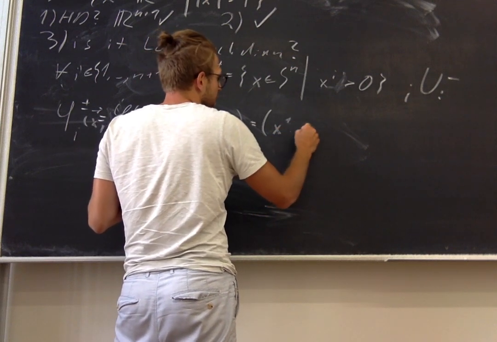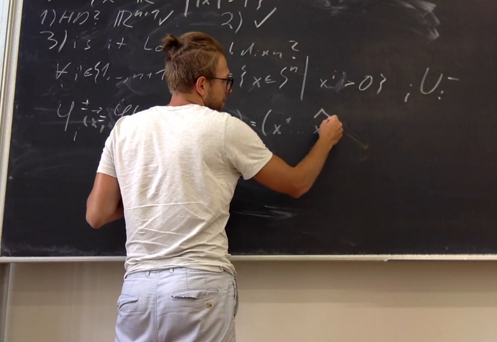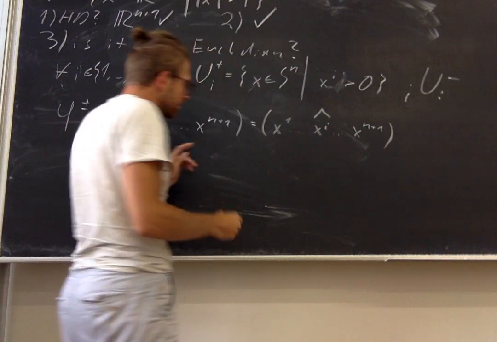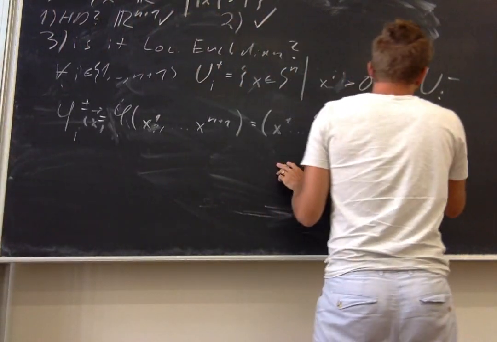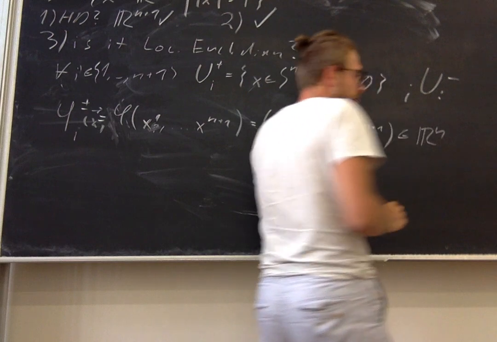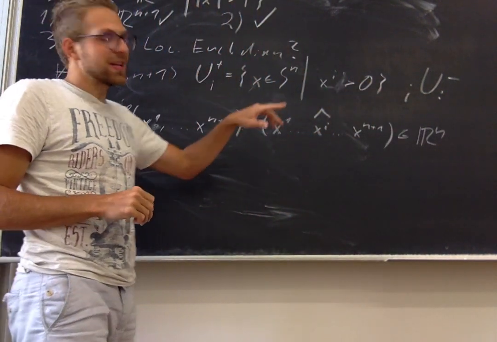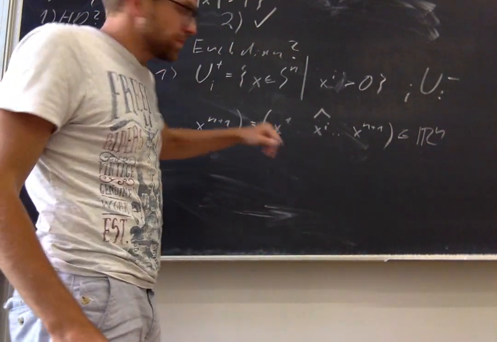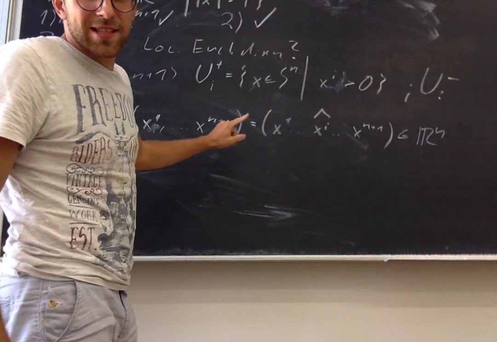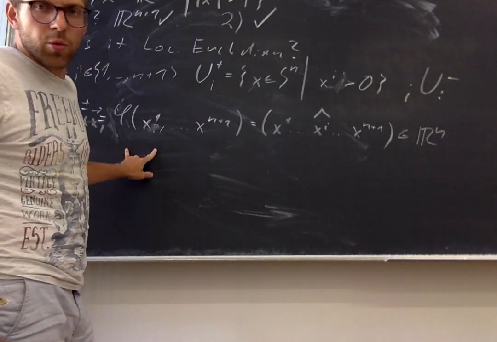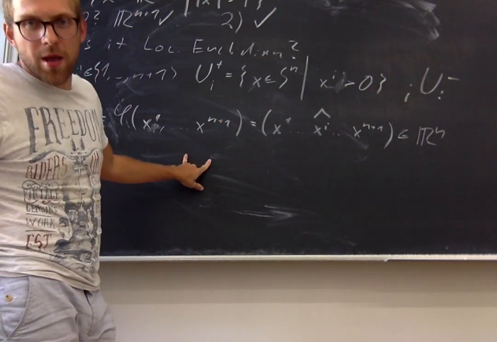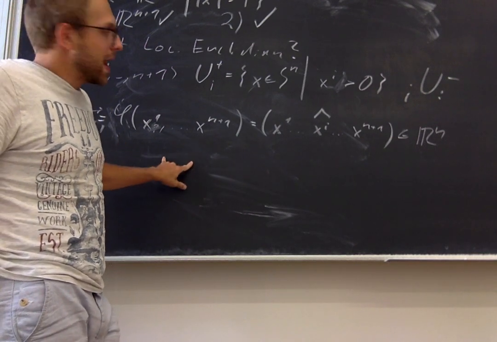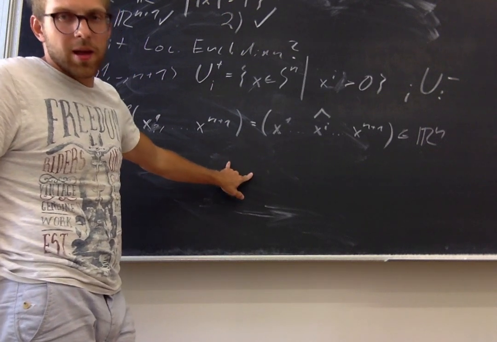So we get x1 through, xi is left out, this hat means left out in this context, to xn plus 1. Notice we're actually mapping to Rn, because we suspect this sphere to be an n-dimensional manifold. So we leave out this coordinate, and we ask ourselves, is this map even continuous? It's a linear map on Rn. Any linear map on Rn is continuous. And any restriction of a continuous map is continuous as well.